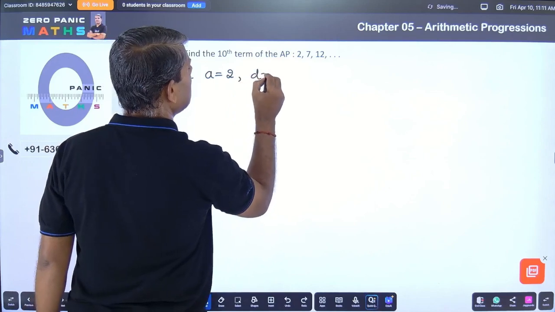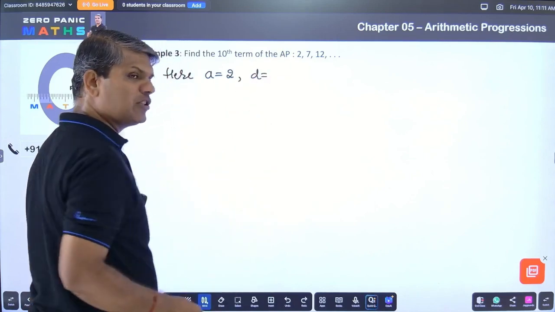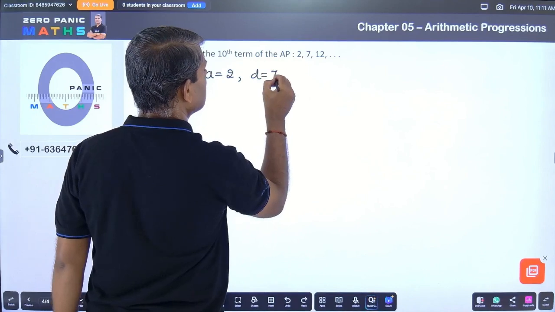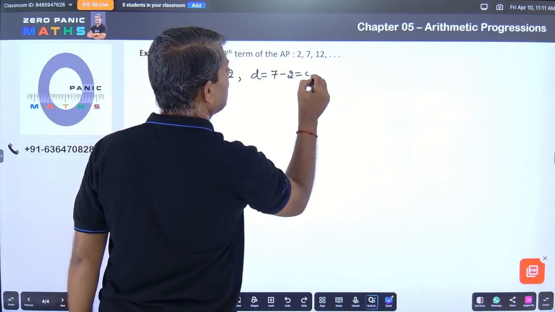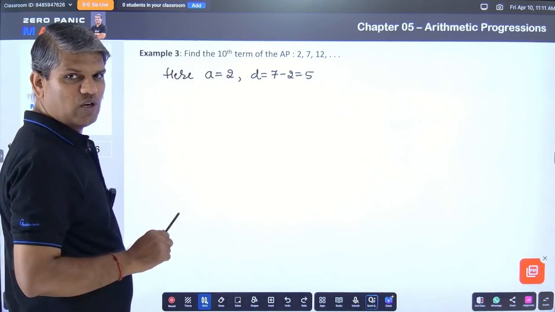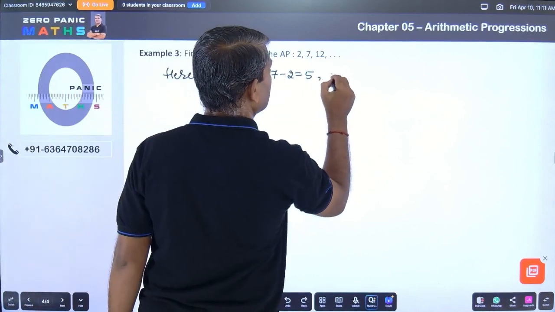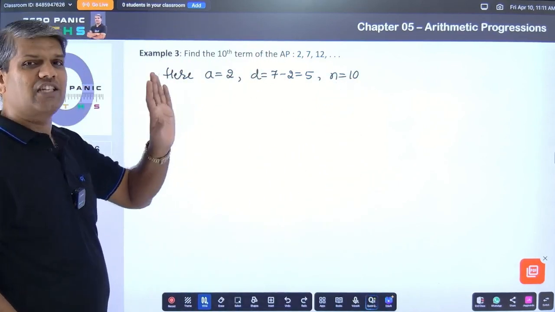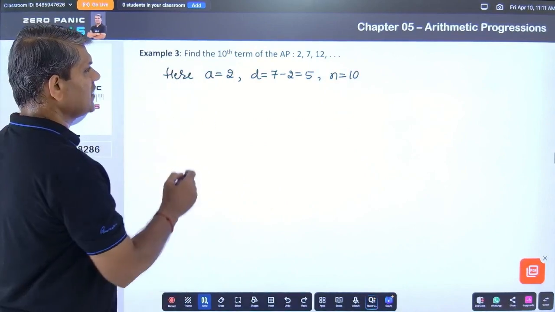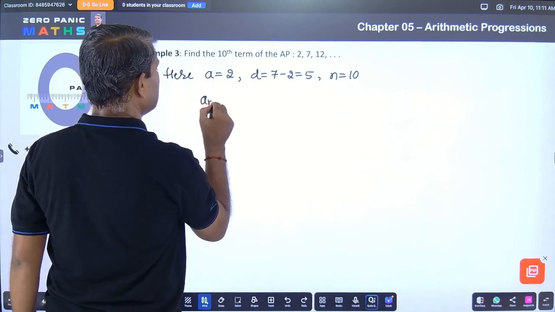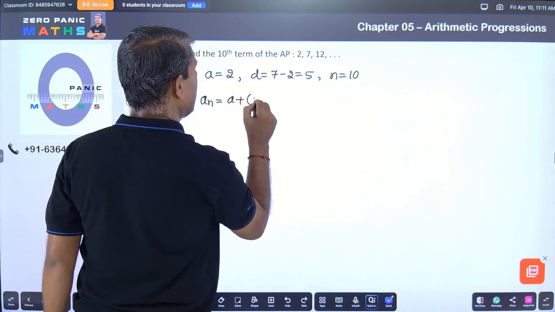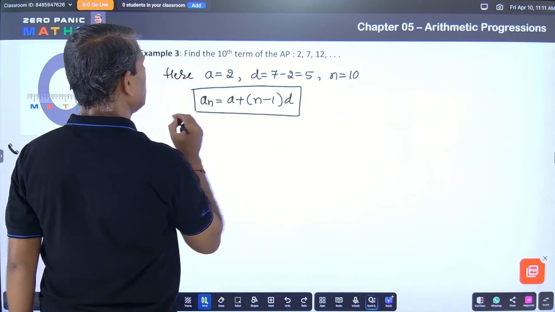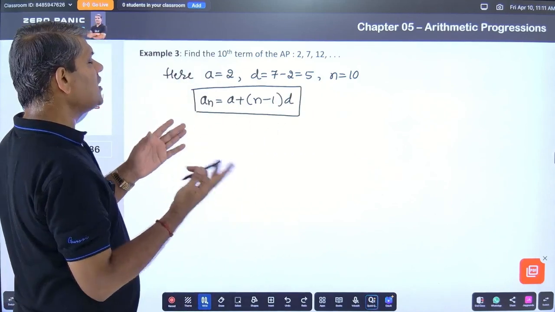And what is d? Since they have already given it as an arithmetic progression, we can find the difference between the second and the first term, and that is the common difference. 7 minus 2, so d is 5, right? And n is 10, because they want us to find the 10th term. Now let us write the formula once. Later on we will not write this, but you have to remember this formula to calculate the 10th term, or the nth term in general.